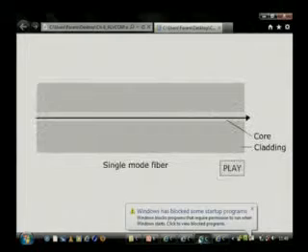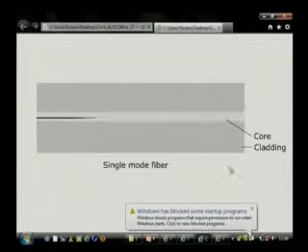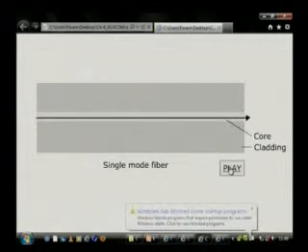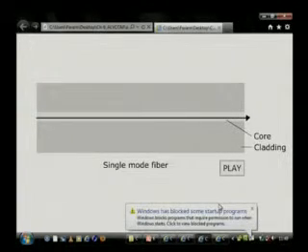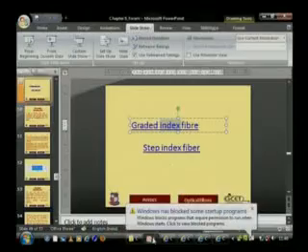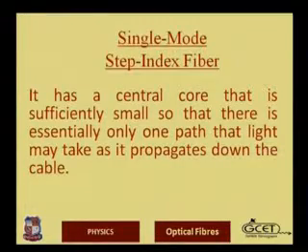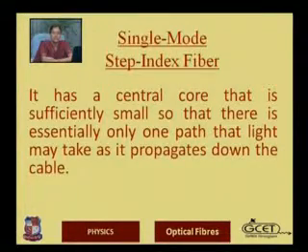Now, what is a single mode fiber? One can say that this is the single mode. This is only one way communication, only one ray can be processed at a time. And moving ahead, we can have single mode step index fiber. As we have seen in this animation, it has a central core that is sufficiently small, so there is essentially only one path that light may take as it propagates down the cable.